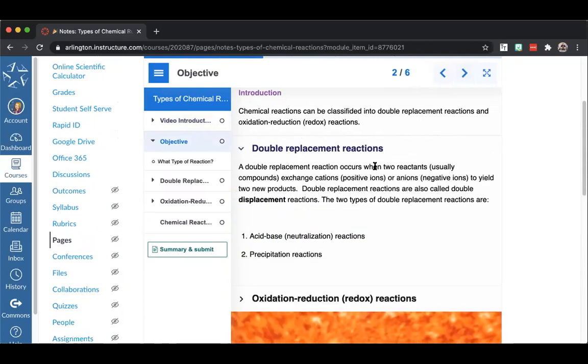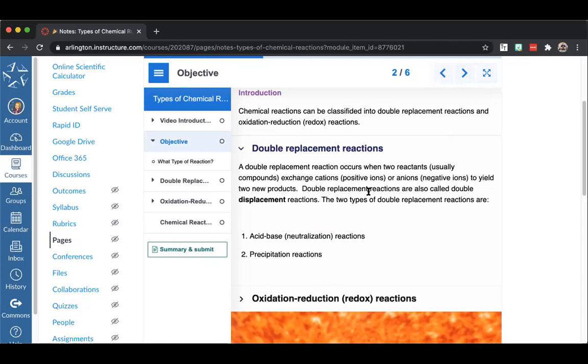So double replacement, the general definition is you're going to have two reactants. They're usually going to be compounds. So you'll start with two compounds. And what's going to happen is usually they're going to be either an acid and a base, or some ionic compounds. And they're going to exchange positive and negative ions. So they're going to swap partners basically. And you're going to end up with two new compounds on the product side.